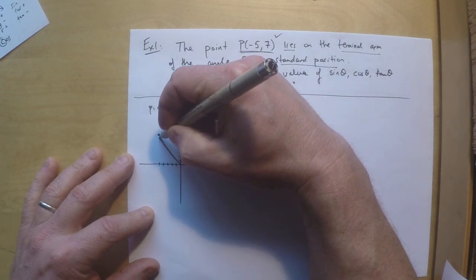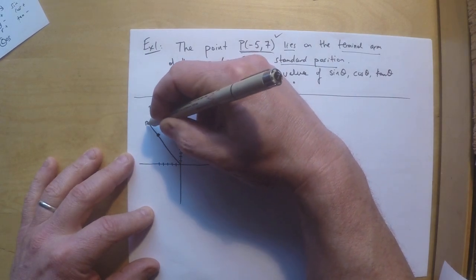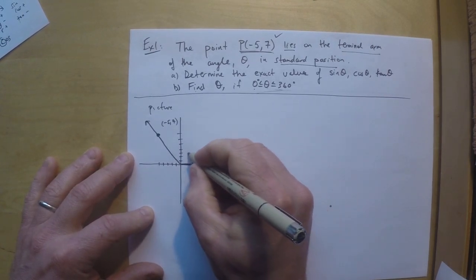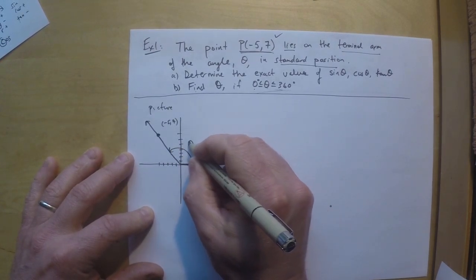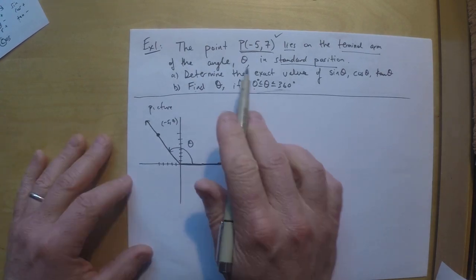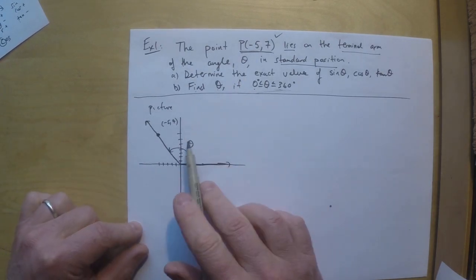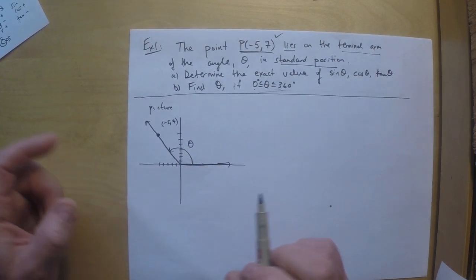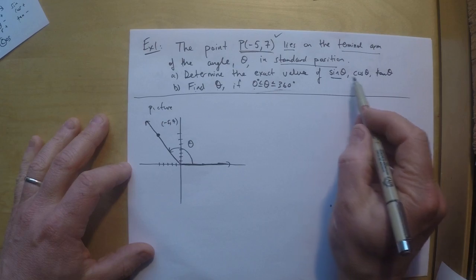So the terminal arm must be there, meaning it must have started here, meaning then the actual angle that we're speaking of is that. So I even know right now the angle that I'm going to be finding in part B, it's going to be between 90 and 180. I just know that.